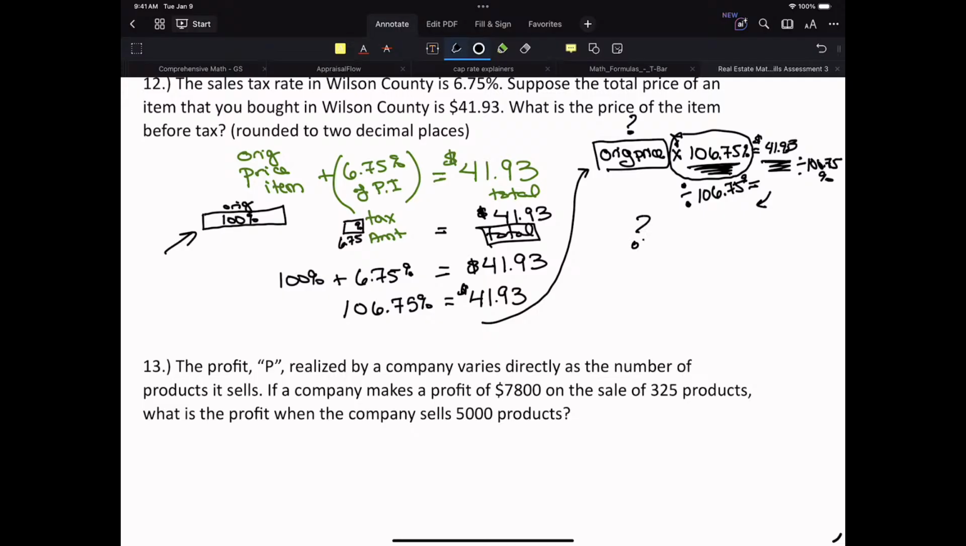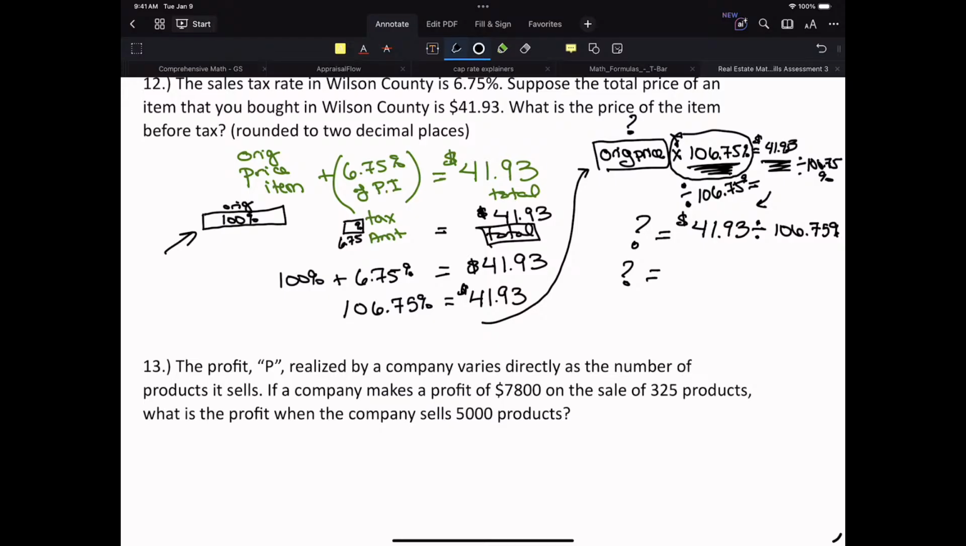So we know if we take $41.93 and divide it by 106.75, we'll get the answer. No problem. Yes, you divide. So let's do it.